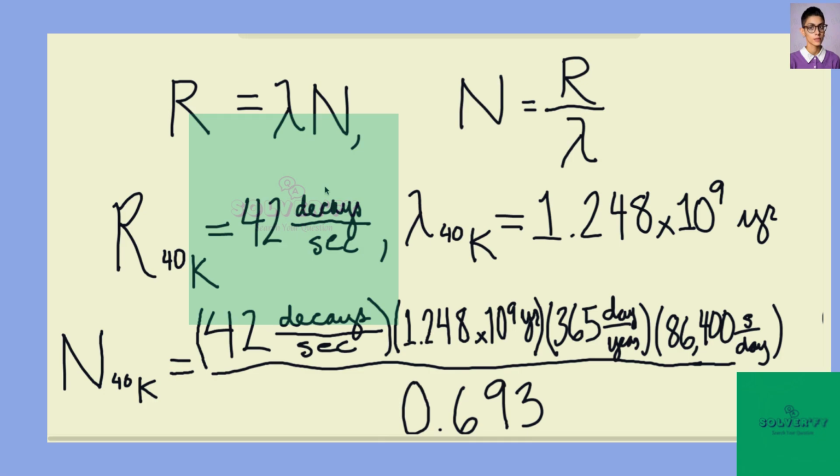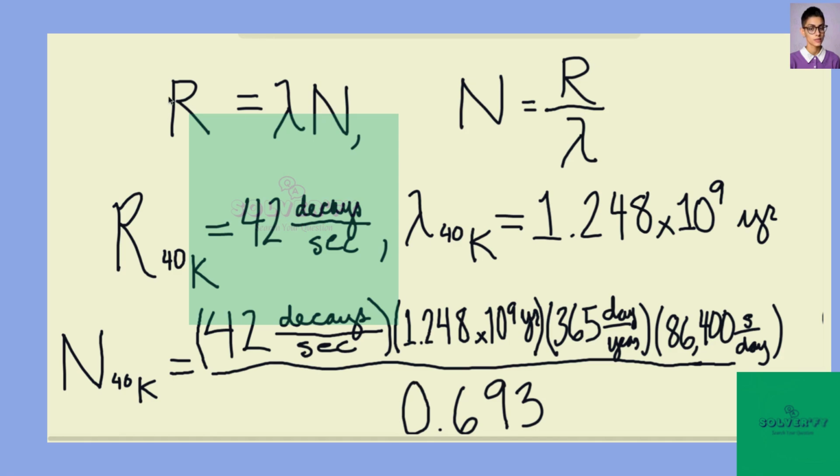In this problem, we're given the decay rate of potassium 40 isotope, and we're asked to determine how much of it is present in a 1 liter glass of milk. The only information that we're given is the decay rate of potassium 40, given as 42 decays per second. We can go to Appendix B and look up the decay constant for potassium 40. You'll find that the decay constant is 1.248 times 10 to the ninth years.